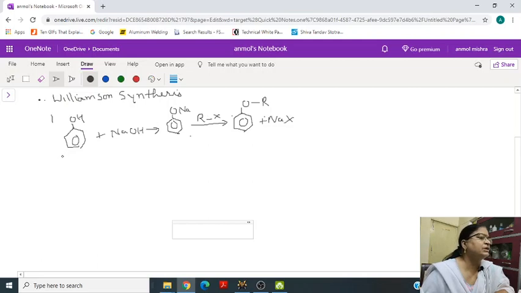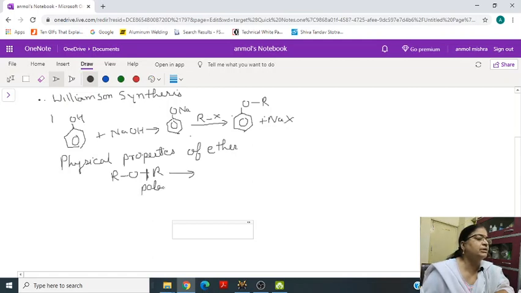Next is physical properties of ether. In ROR, the C-O bond is polar, therefore the ether has a net dipole moment.